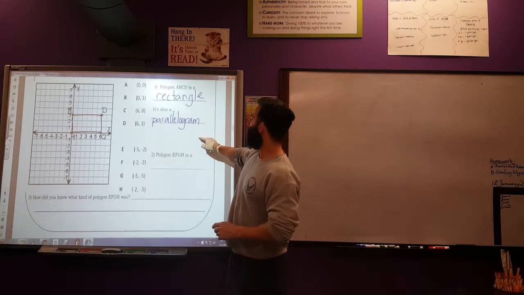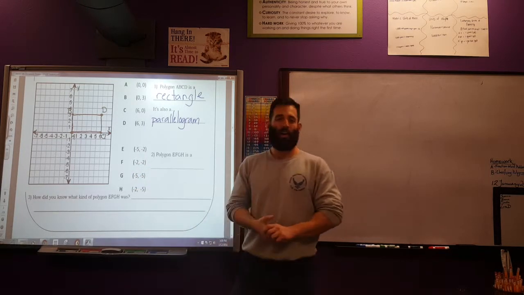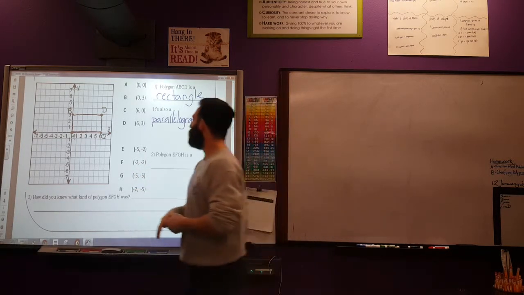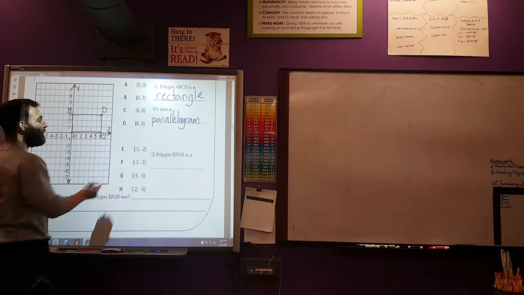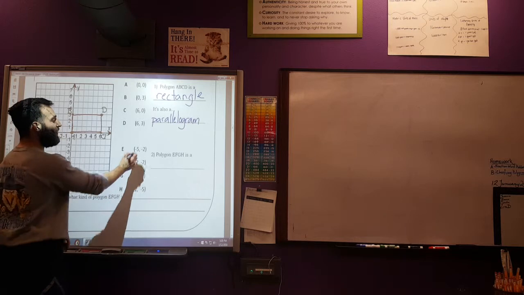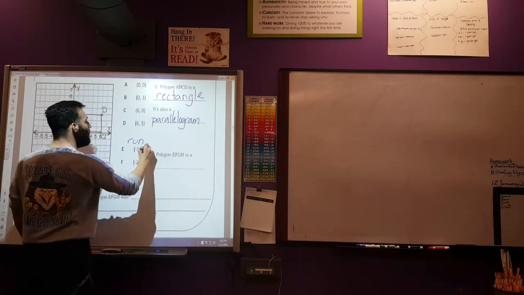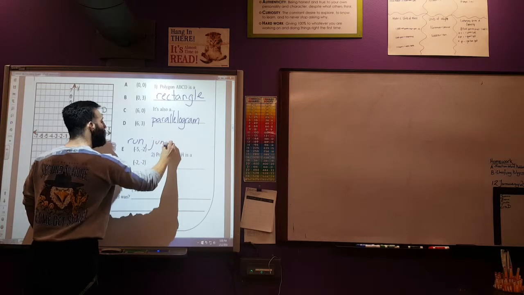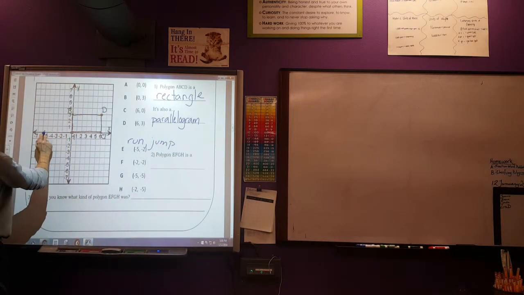Now, the second one here, E, F, G, and H, is going to plot a different polygon. So just so you can see that difference, I'm going to do it in a different color. So the first one is showing E, and that's at -5, -2, which means I run -5 and then jump down -2. So I'm going to run 1, 2, 3, 4, 5 backwards and then jump 1, 2. And this is going to be my point E.